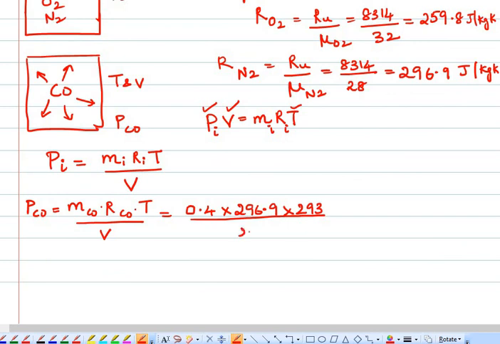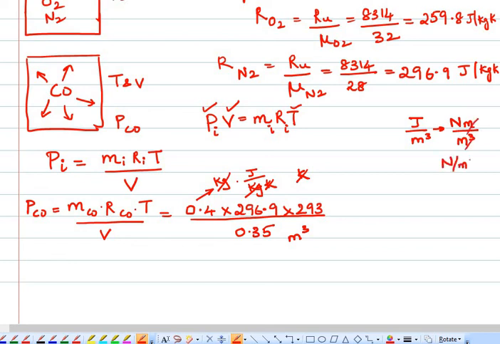So here mass is in kg, R value is in joule per kg Kelvin, temperature is in Kelvin, and volume is in meter cube. So kg gets cancelled, Kelvin gets cancelled. Remaining I am having joule per meter cube. Now what is joule? Joule is Newton meter, and at the denominator I am having meter cube. So if I cancel this, I will be getting Newton per meter square. So if I substitute these values, I will be getting the partial pressure in Newton per meter square.